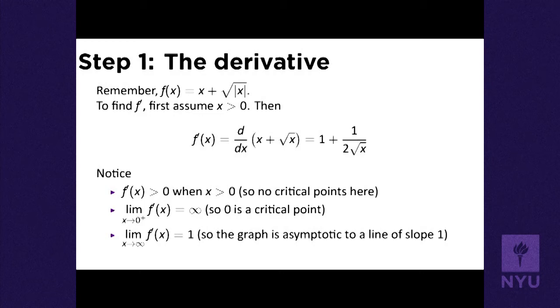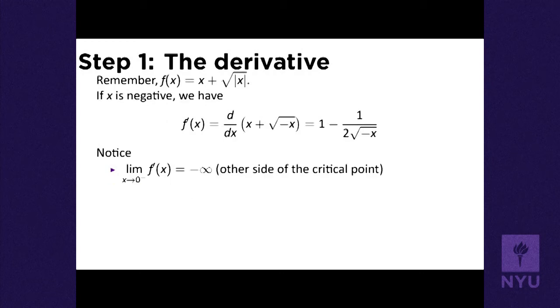Okay, so that much we got from the derivative when x is positive. When x is negative, we have to find the derivative of x plus the square root of minus x. And that's very similar to the derivative of x plus the square root of positive x, except that we have a negative sign coming out from the chain rule. So the derivative now is 1 minus 1/2 times minus x to the minus 1/2.